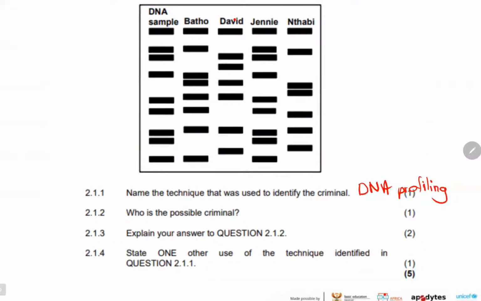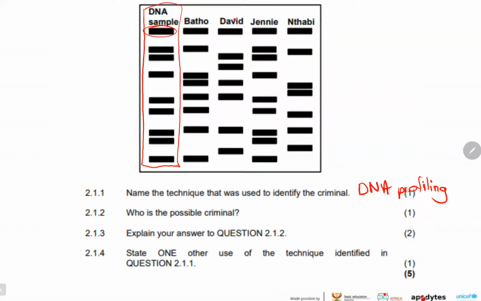Now, 2.1.2, who is the possible criminal? So how do we work that out? Here's our DNA sample. This is the main block that we need to start when we look at anything. And it's basically now playing a game of finding the differences between two pictures. We are looking for the person that has most DNA bands. Each one of these is called a DNA band. And we want to see which one is most closely related to the sample we found at the crime scene.